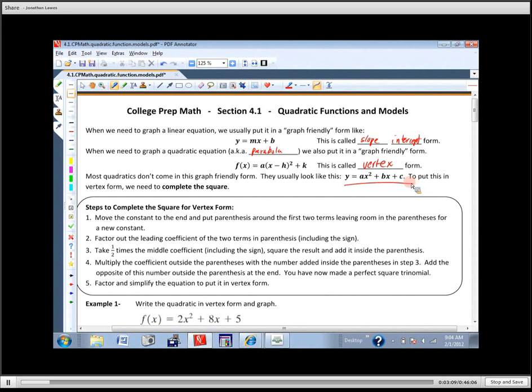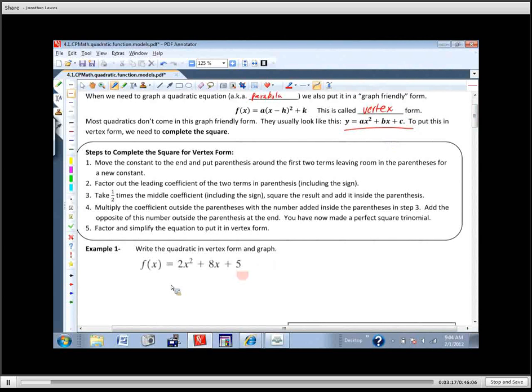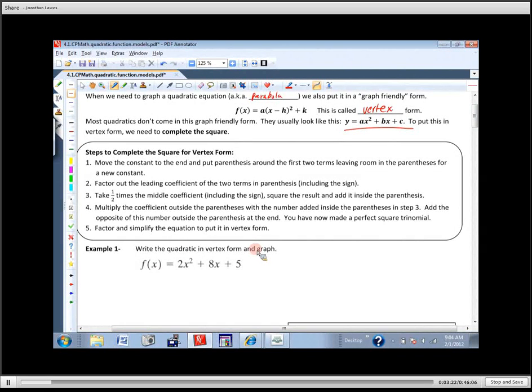Okay, so this is just a review. You would have seen this stuff in 1010. So we're going to talk about how we can take something that looks like this, or here's our first example right here, and how we can put it in vertex form. And we do that by completing the square. So here's the process. We move the constant to the end and put parentheses around the first two terms, leaving room in the parentheses for the new constant.